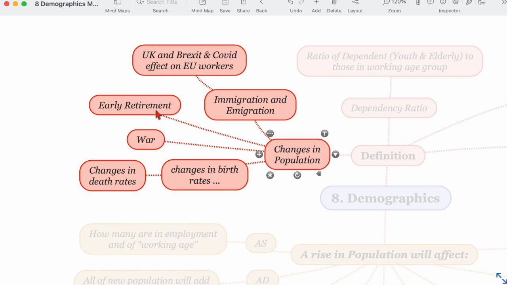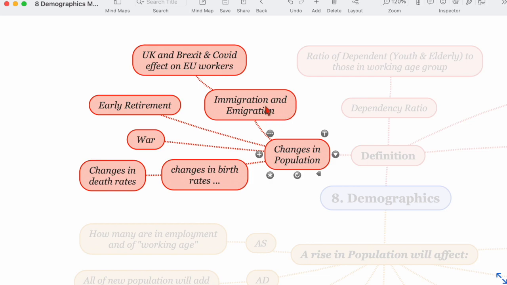One in the UK at the moment is early retirement. A lot of people over the age of 50, 55 retired when COVID happened, and so the government are trying to get those back into the workforce because they're finding shortages.